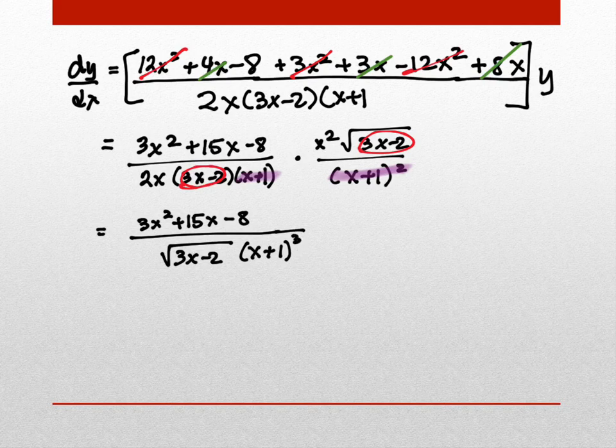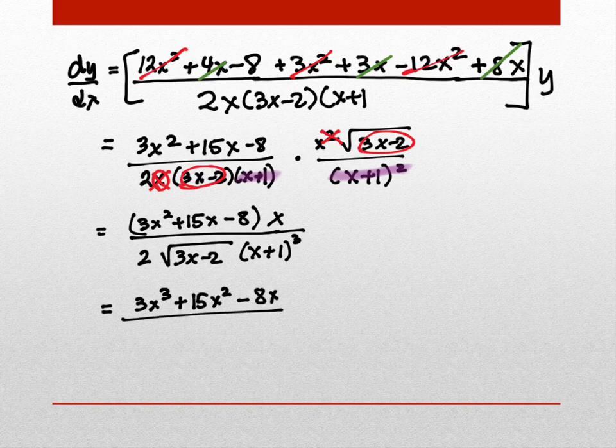The one other thing that you might notice is that there's an x here that can cancel with one of these x's here. So that will leave me with an additional x on top. I'll multiply that through in a minute, and a 2 on bottom. I don't have all evens on top, so I can't simplify that one. But the only other thing I can do then is distribute that x through. So it's 3x cubed plus 15x squared minus 8x over 2 times the square root of 3x minus 2 times x plus 1.